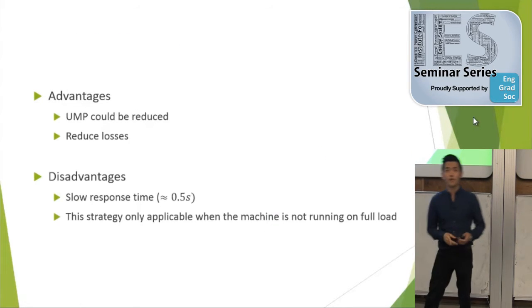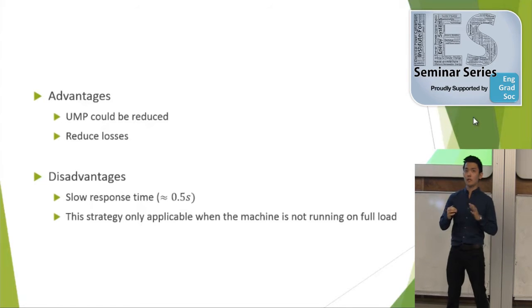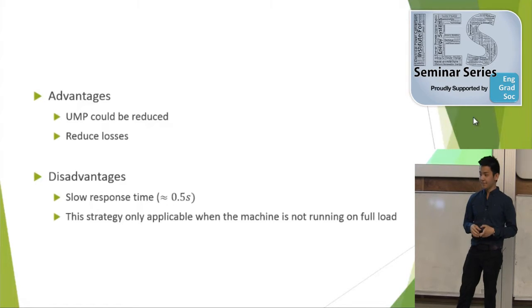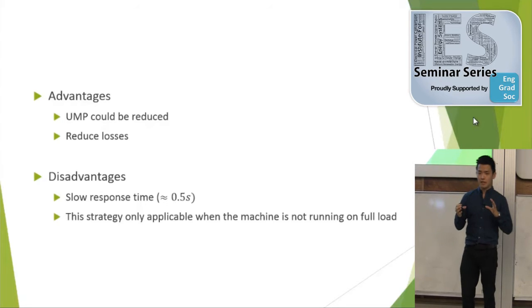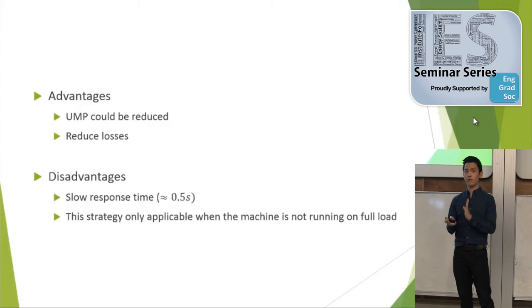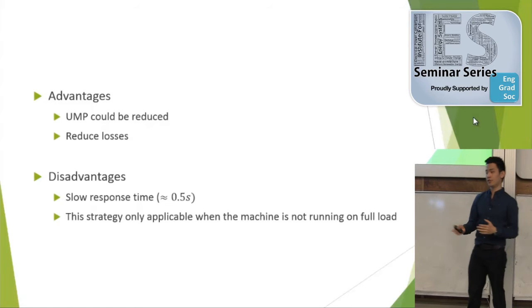So the advantage of putting in the control according to the UMP over torque ratio that I mentioned just now is, obviously, the UMP could be reduced. Other than that, this can also reduce the losses, including the mechanical losses and the power losses, because if a machine is not running at full load torque and we are using a full load flux, it means there is a lot of energy wasting.